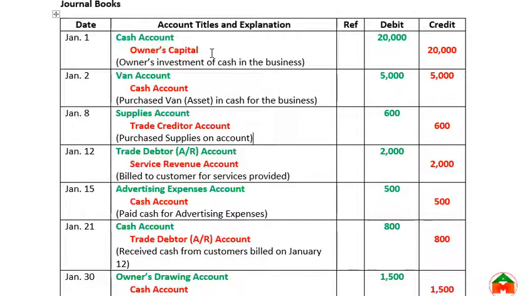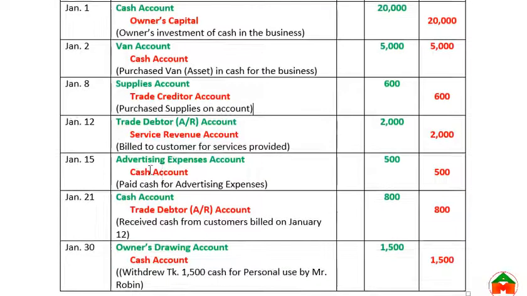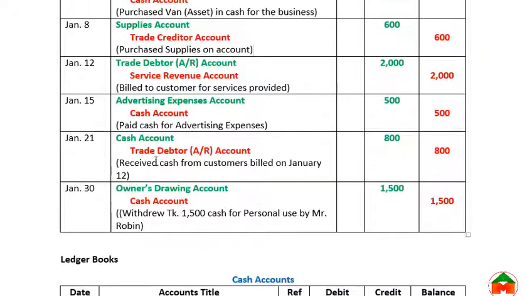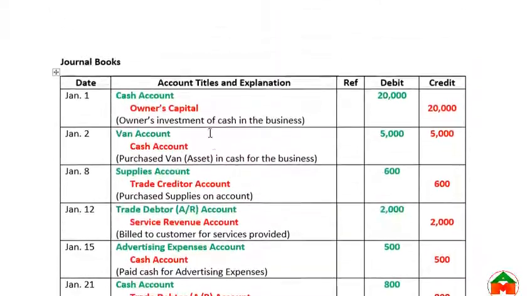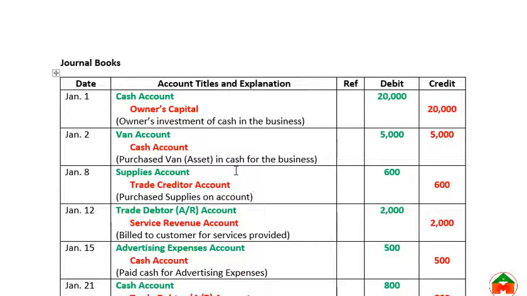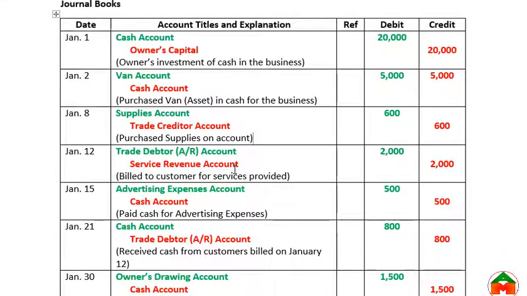owner's capital is another account, here van is an account, cash account is another account, supplies account, trade creditor account, trade debtor or accounts receivable account, service revenue account, advertising expense account, cash account, trade debtors account. So these are the journal entries prepared from the transactions. Now we will see how ledger is prepared.